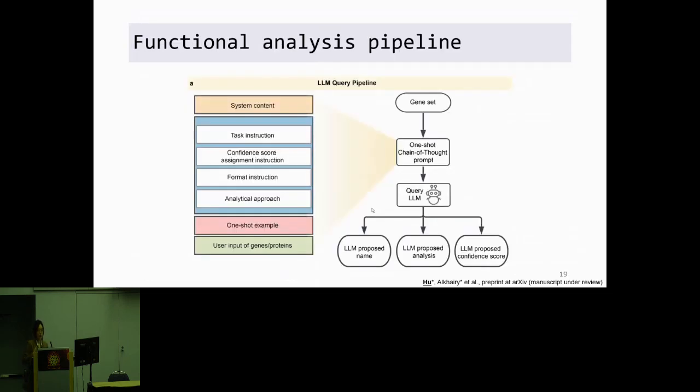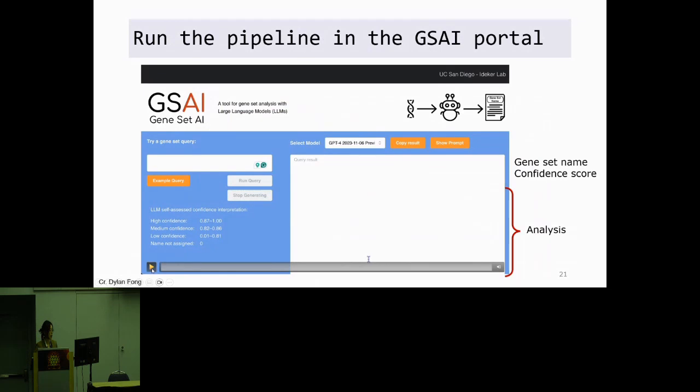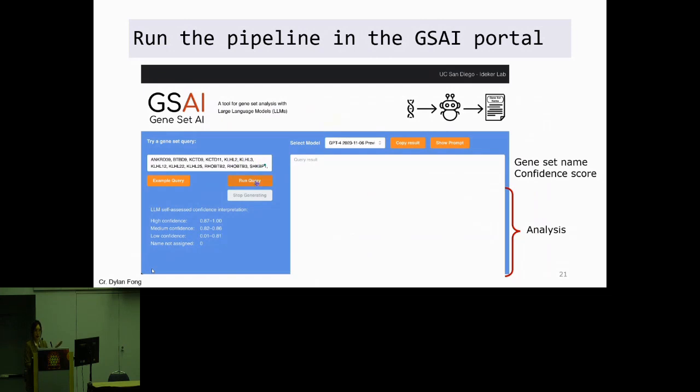So to wrap up, applying this prompt, we then develop an automated pipeline to input the gene set, use our prompt to ask different LLMs, and we organize the output into its name, analysis, and confidence score. And we wrap this pipeline into an online web portal. We call it GSAI. And here I would like to show a small demo of how we use this web portal. I just paste in the gene set I showed in earlier slides, and I select which model I want to use. I click run query, and it starts to do its analysis in real time.